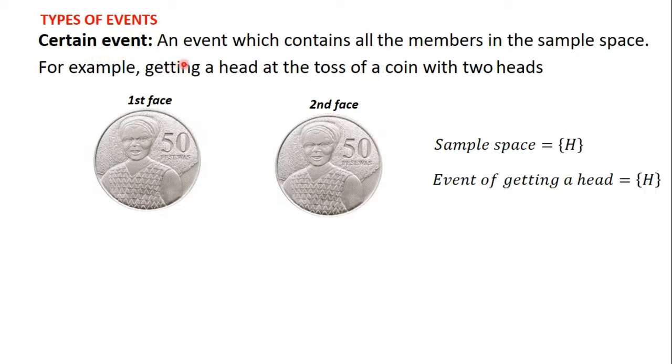A certain event is an event which contains all the members in the sample space. So when all the members in the sample space are also in the event, then that event is called a certain event. Surely that event is going to happen, because here we can say for sure that when you toss this coin, you are going to get a head, because the first face is a head and the second face is also a head. So a certain event is an event which contains all the members in the sample space.